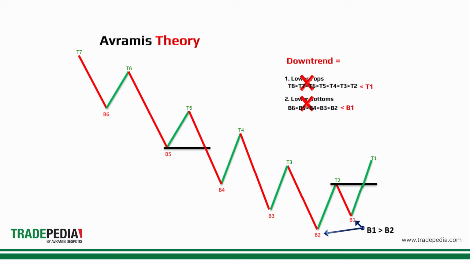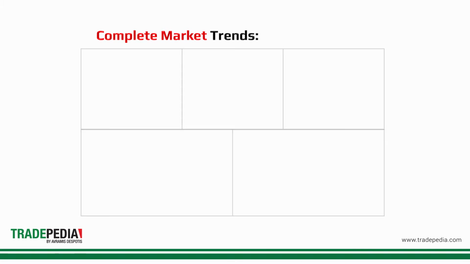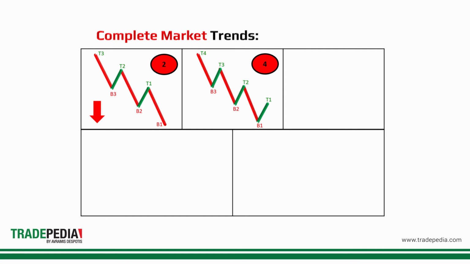However, what we must have in mind is that a trend reversal is only activated once the market breaks above the previous top at T2. Now, if we were to look at all the phases of the market downtrend, in pattern number 2, we have a strong downtrend in the market. After pattern number 2, what will happen? The market will make a bottom and start correcting upwards, leading us to pattern number 4.